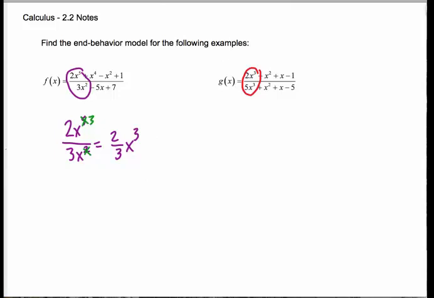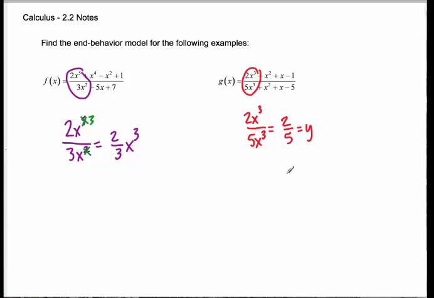Well, what about on the right? On the right, we're going to have 2x cubed over 5x cubed. And again, when we look for things that can factor out, the 2/5 doesn't change. It's going to stay 2/5. But the x cubed divided by x cubed factors out, and so we end up with an end behavior model of 2/5. In other words, a horizontal line at y equals 2/5.